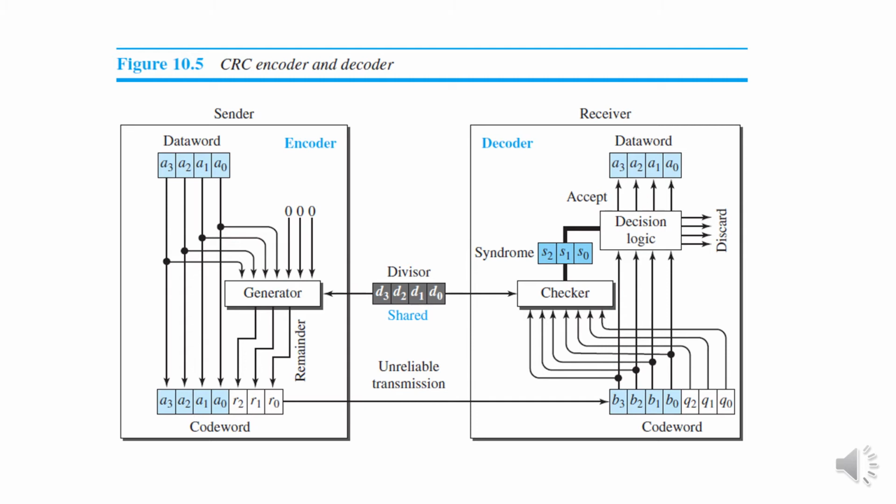the decision logic will accept the data word, which means an error-free message is received at the destination. If the syndrome has any one bit as 1, for example 001, 101, or anything else, at that instant the decision logic will discard the data word. Only if the syndrome is all 0 will the decision logic accept the data word, and the receiver will extract the data word from the received code word and get the original message without any error.